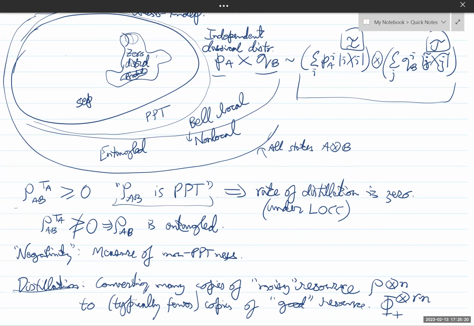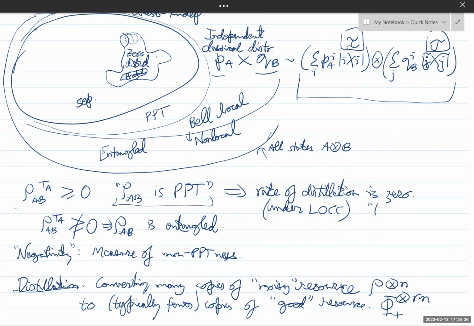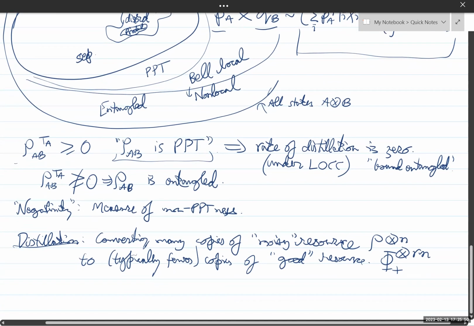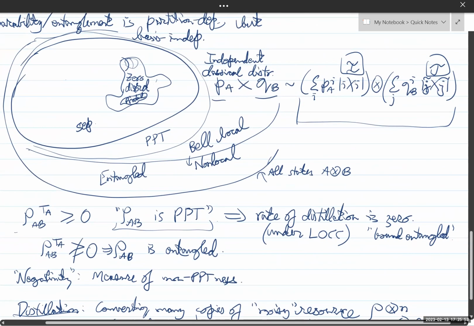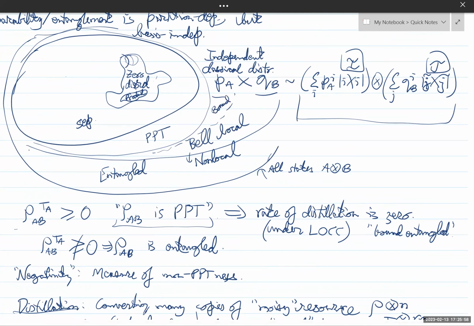And it's an open question whether there are... so these states are called bound entangled. So all PPT states are bound entangled in the sense that they have 0 distillable entanglement, but it's an open question whether there are NPT bound entangled states. Okay, so you have here bound entangled states, and we don't know if there is a separation here.